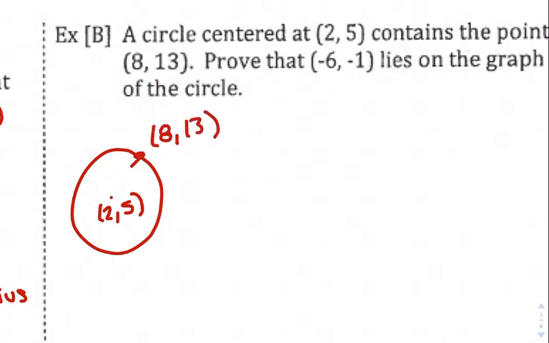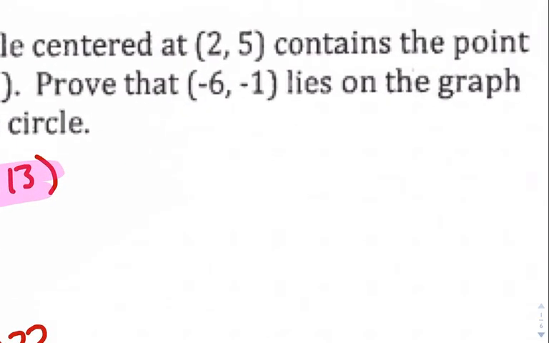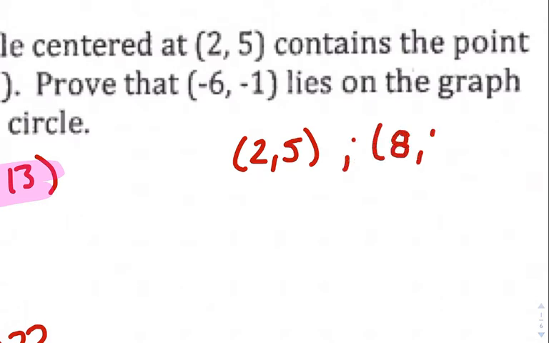So I know that it contains this point. I'm trying to prove that (-6, -1) is on this circle. So first, I'm going to find the radius using these 2 points. So we're going to use (2, 5) and (8, 13).